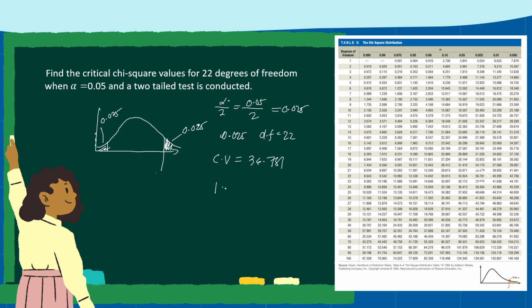So 1 minus alpha divided by 2, that is 1 minus 0.025. What is 1 minus 0.025? That's 0.975. So the critical value for the left tail, the smaller area, at 0.975 and 22 degrees of freedom, is 10.982. Okay, these are the critical values that we need in this particular problem.